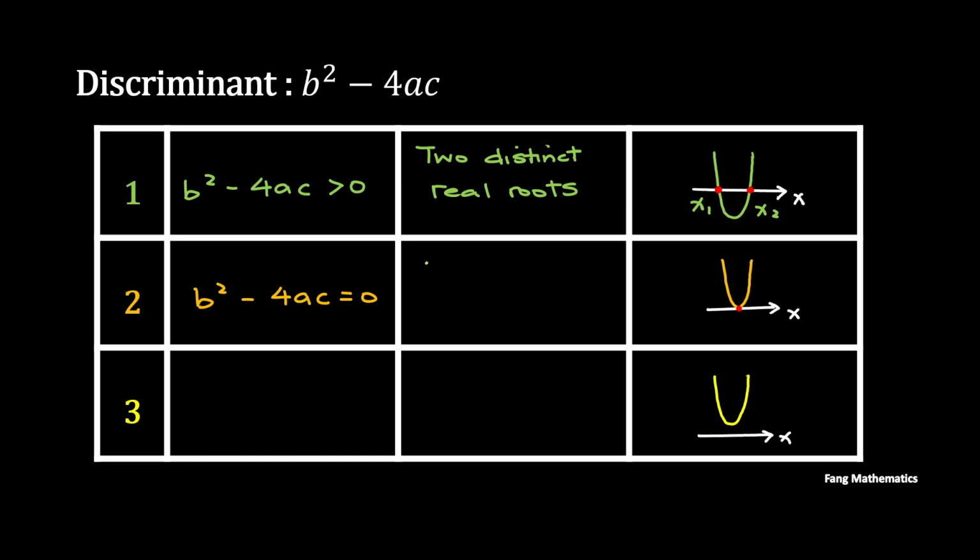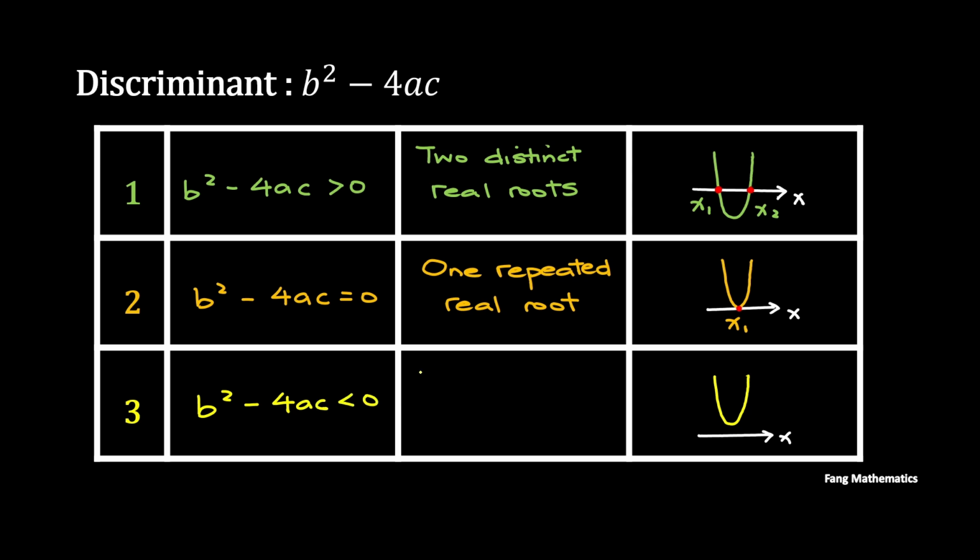The next case is when your discriminant is exactly equal to 0. That tells you you will have only one repeated real root. If you refer to the graph, you see that there is only one intersection of the graph and the x-axis. The last case is when your discriminant is smaller than 0.